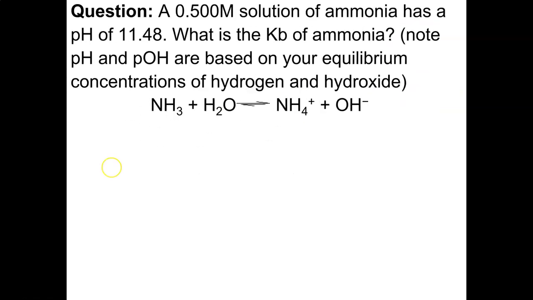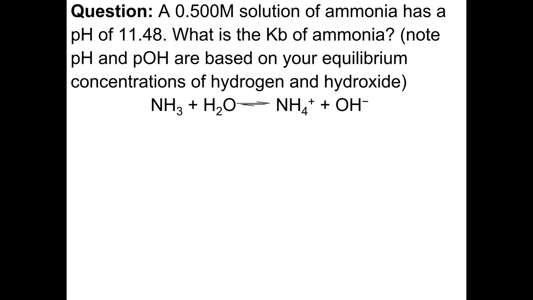All right, a 0.5 molar solution of ammonia has a pH of 11.48. What's the Kb of ammonia? Note pH and pOH are based on the equilibrium concentration of hydrogen and hydroxide. So you have initial ammonia, you have pH, so beautiful, I have equilibrium concentration of both products, and I'm looking for Kb. Oh, I'm good to go.